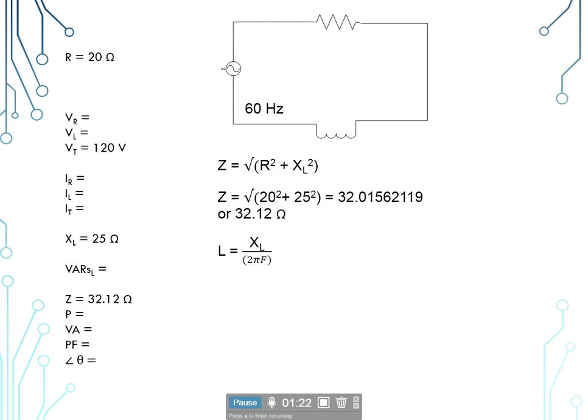Now we're going to find our inductance for the circuit. We have one inductor, so we only have to worry about it. Our formula we'll use is L is equal to our inductive reactance divided by 2 times pi times the frequency of 60 hertz. Our inductive reactance is 25 ohms. When we plug those in, we get 663.15 millihenries. Now, remember, close counts in electricity, so we could call this 663 millihenries, or we could call it 660 millihenries.